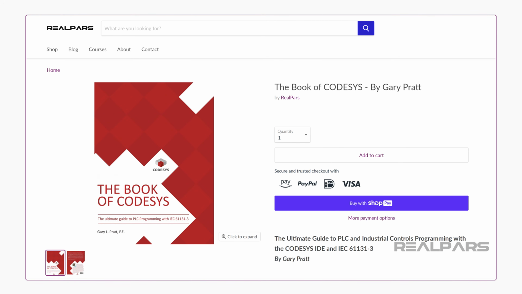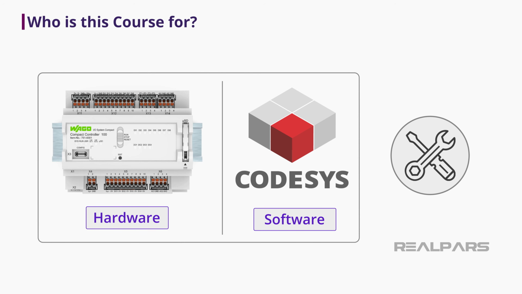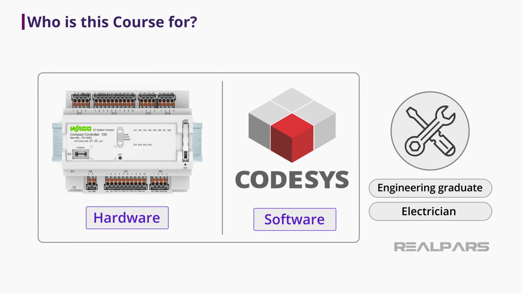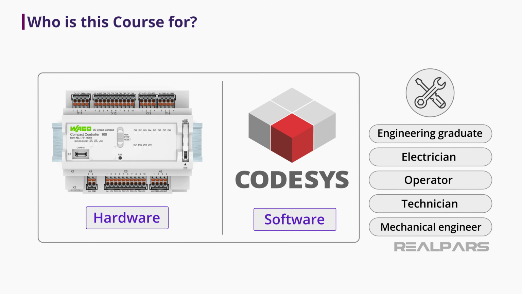The people who will get the most value from this course are people who are technical but do not have any PLC programming experience. Usually, these are people who have a technical education, like engineering graduates or electricians, but haven't had a chance to get their hands dirty with actual PLC programming work. Other times, these are people who work with automation systems and want to learn more about how they work and how to program them, like operators, technicians, and mechanical engineers.